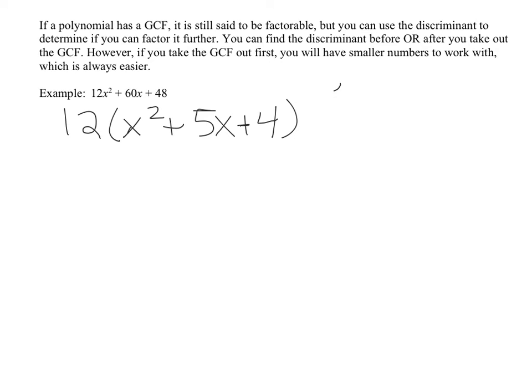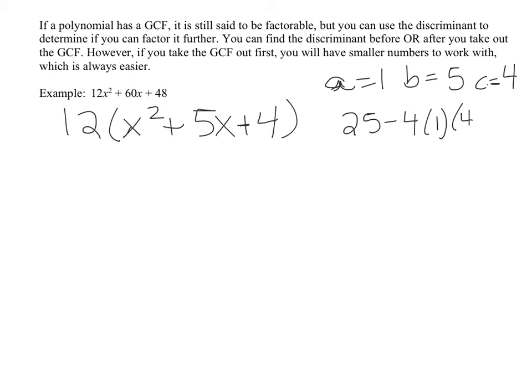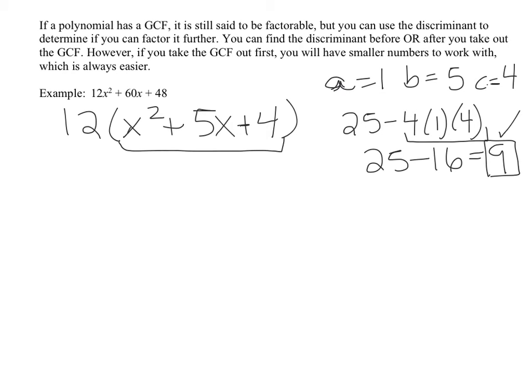So in this case, A is going to be 1, B is 5, and C is 4. And so I'm going to do B squared. Well, that's 5. 5 squared is 25 minus 4 times 1, because that's A, times C is 4. And so we multiply. 4 times 1 times 4 is 16, so I get 25 minus 16, which is equal to 9. And 9 is a perfect square. And so what that tells us is that this x squared plus 5x plus 4 can get factored into binomials.